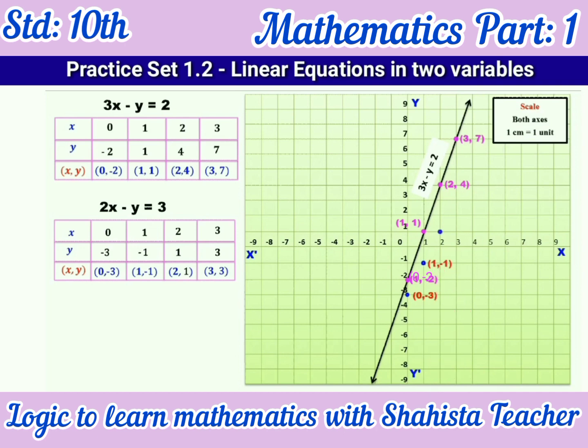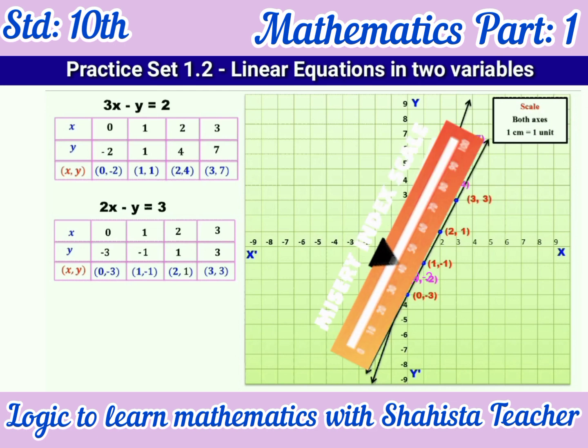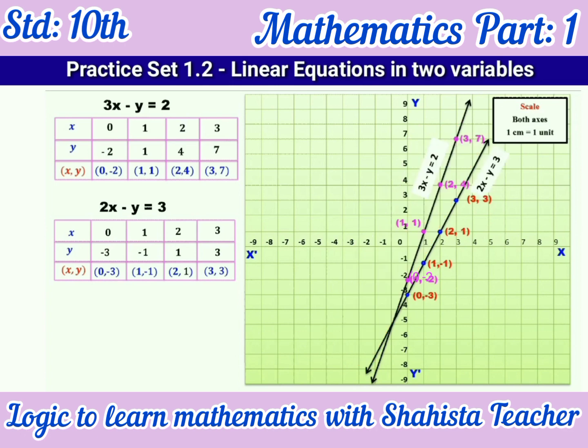Second point. Now the third is 2, 1. So 2, 1 on the right hand side and upper side. Now 3, 3. Both are positive, so 3 here and 3 here. Now draw a line through all these orange color points. So here we get an intersection point. So 2x minus y is equal to 3 is the second line.